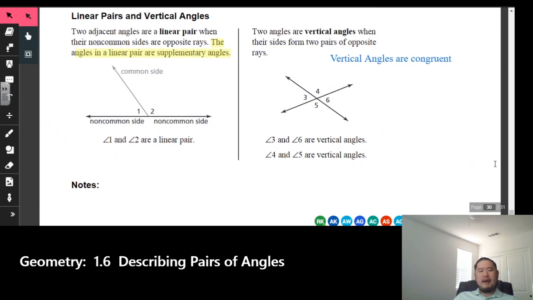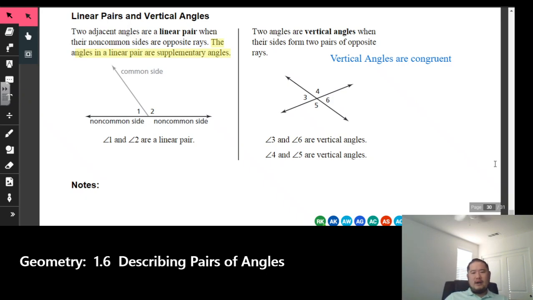Moving along, linear pairs and vertical angles. Linear pairs, well, inside the word linear is line. So what that could tell you is that two adjacent angles are a linear pair when their non-common sides are opposite rays. The angles in a linear pair are supplementary. Because remember I just mentioned before that if it's a straight line, it happens to be 180 degrees. All right, so linear pairs are two angles that add up to 180, but they are also side by side.